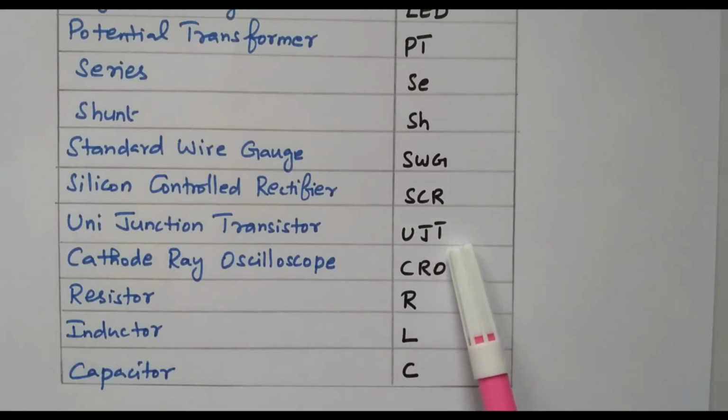UJT, one type of transistor, unijunction transistor. Then CRO, cathode ray oscilloscope. Then these three are very important parameters: resistor, inductor and capacitor. Resistor is given by R, inductor is given by L, capacitor is given by C. So in this video we discussed the abbreviations used in electrical wiring.